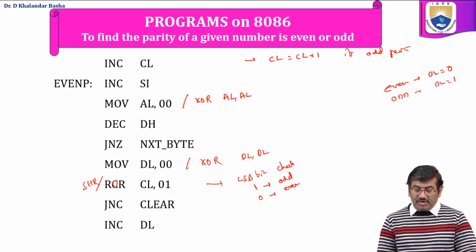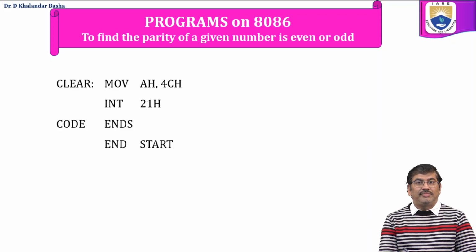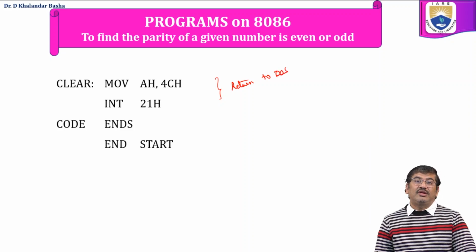So as it is clear, you can terminate the program. Otherwise, if this condition fails, then we go for incrementing the DL register. After that, we can terminate the program by generating interrupt 21H with the subroutine 4CH in the AH register. These two instructions are for returning to DOS. Then we can end the code segment by using the ENDS directive prefixed with code. To end the program, the directive is END, as the program is started with a start label. So we will end the program by using the assembly directive END start.